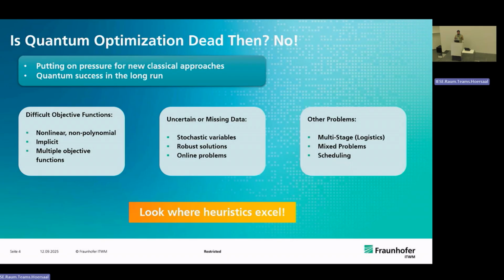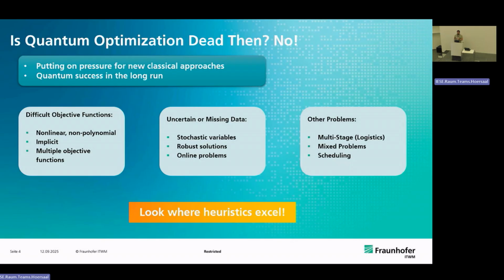You have robustness, you have stochasticity, where you, for example, see, okay, for the cargo ship, I don't know where the demand will be on the next day. So you have certain uncertainty, or the data is only revealed over time, so you have an online problem.